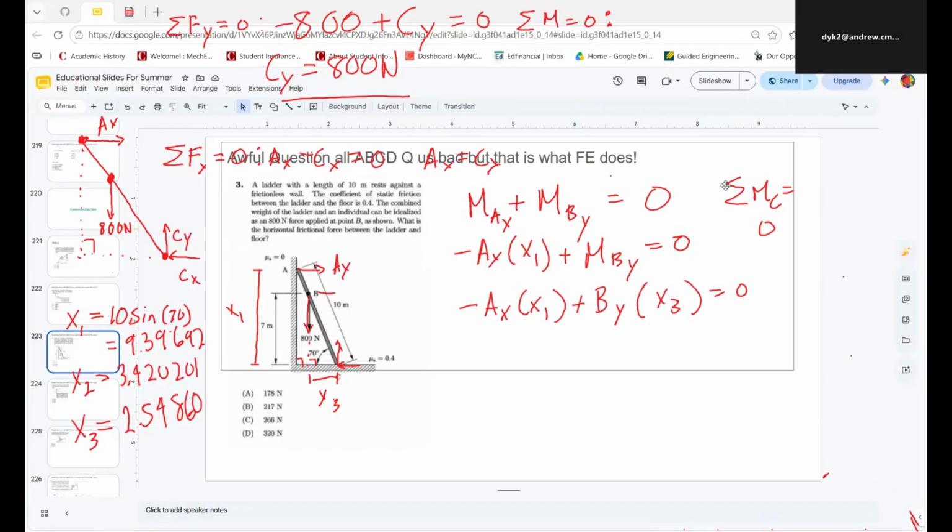AX... why is my pen not working again? Okay. There are multiple ways to do this, but I think this is the most clear, obvious way to do it. And it's minus B y times x3, x1. So let me just do that real quick. 800 division, multiply, but x3 is 2.54. 860, and then x1 is 9 point.